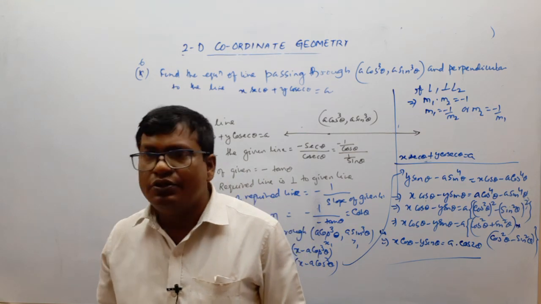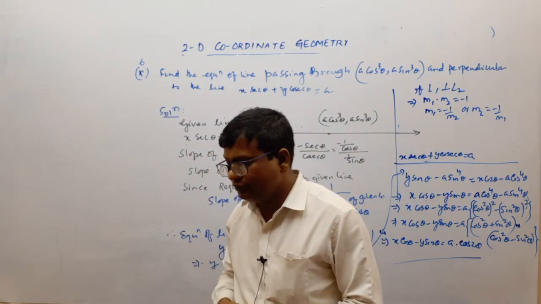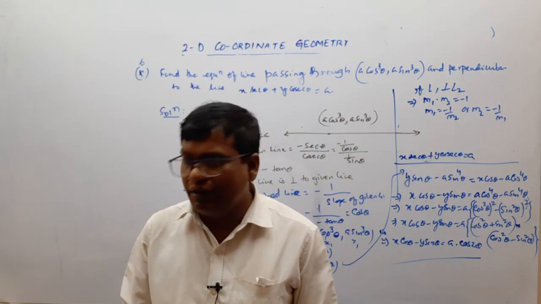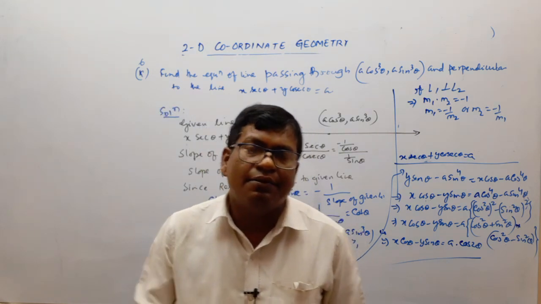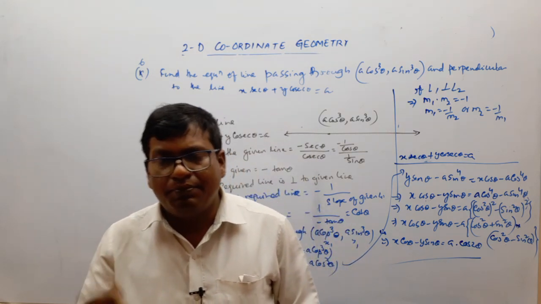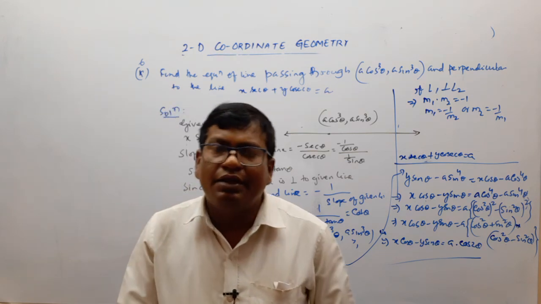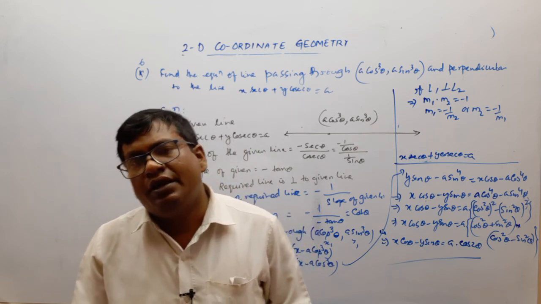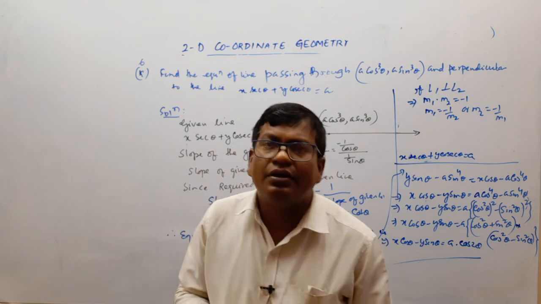These are some problems related to the concept of the equation of a straight line, and some more questions are there, so please work out the problems. In the next video we will discuss some more concepts: the perpendicular distance of a point from a line, the angle between two lines, and family of lines, etc. Okay, thank you, have a nice day.